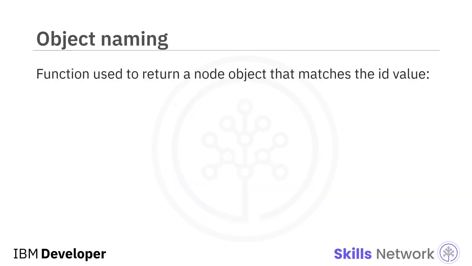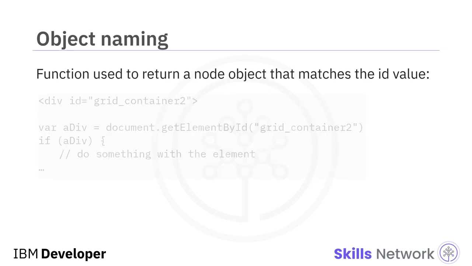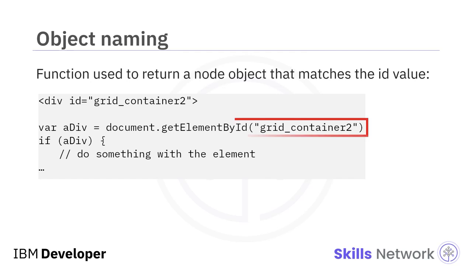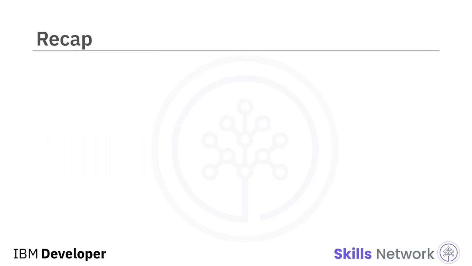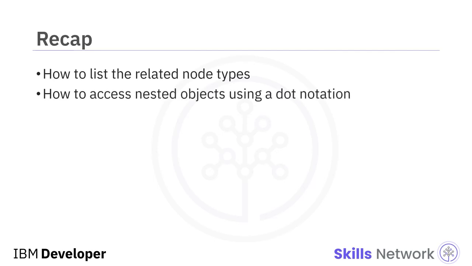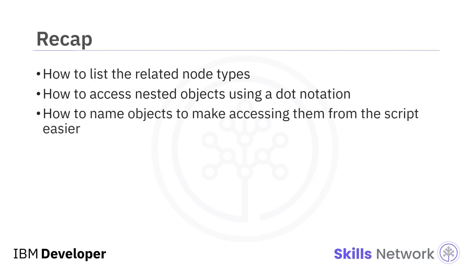The function that is used to return a node object that matches the ID value is document.getElementById, with the name of the ID as a parameter argument. It is suggested that the same value is used for both the ID and the name attribute, seen earlier, when both are used. In this video, you learned how to list the related node types, how to access nested objects using a dot notation, and how to name objects to make accessing them from the script easier.